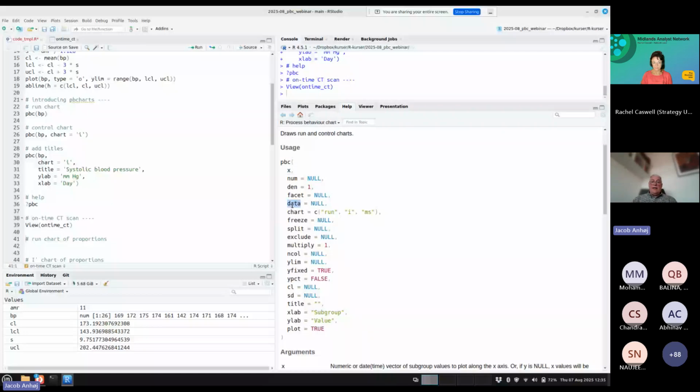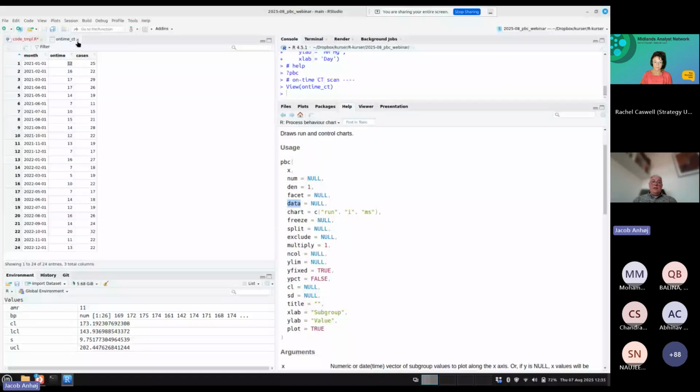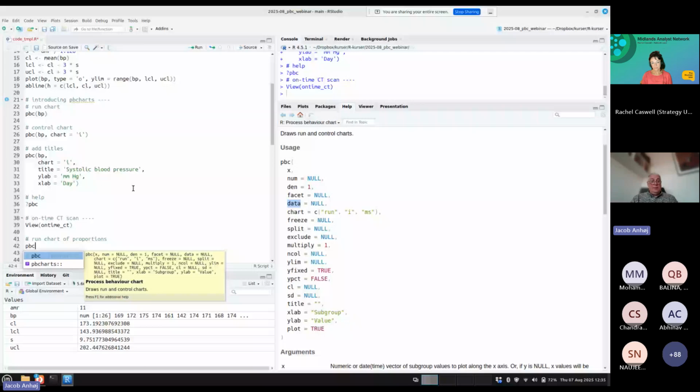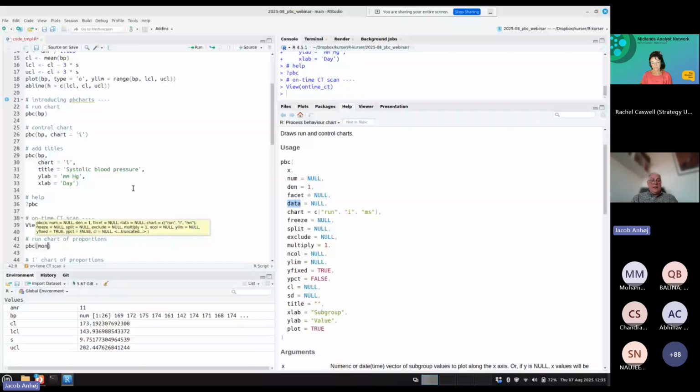Also note that there's a data argument. If you have your data in a data frame, as in this case, you can tell PBC where the data are to be found. So let's create a run chart of proportions, PBC, and then the first argument is the x argument, that is the month, and then we have those that were scanned on time, and data from the on-time CT scan. This is a simple run chart.